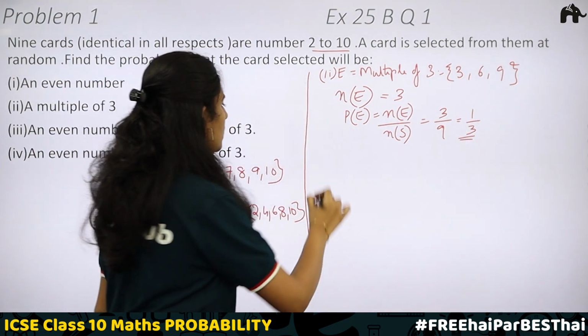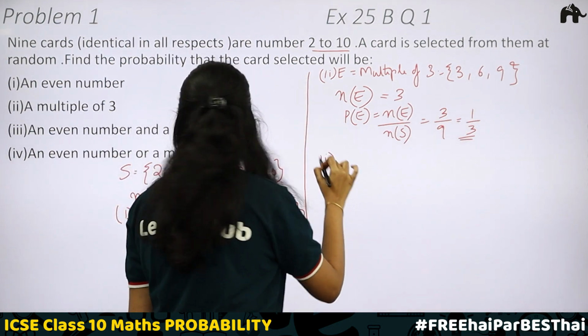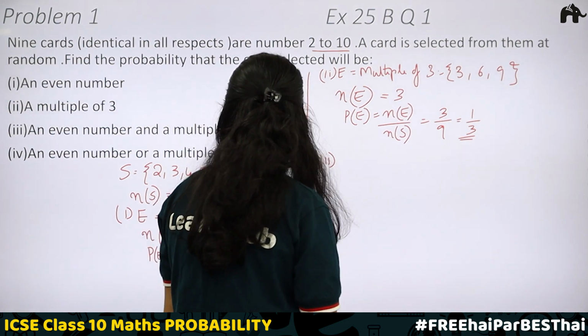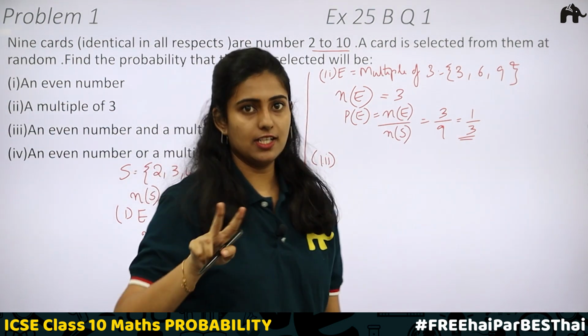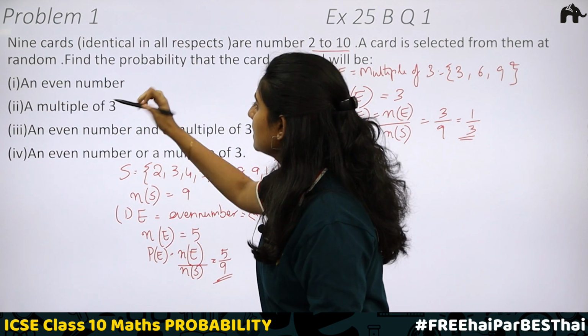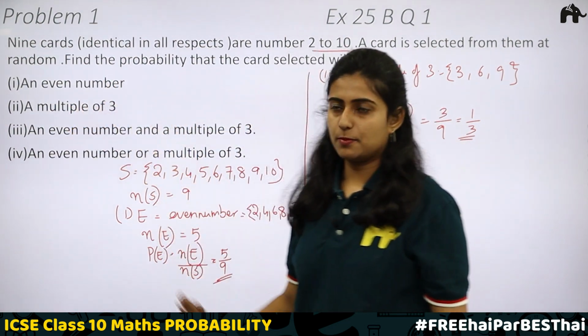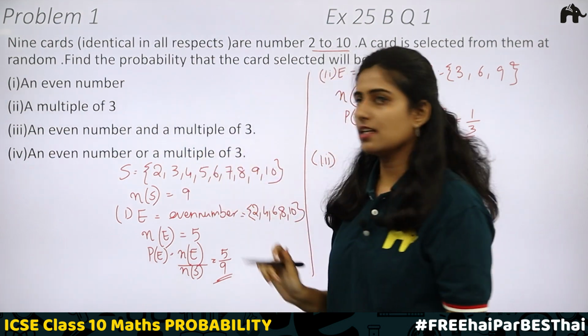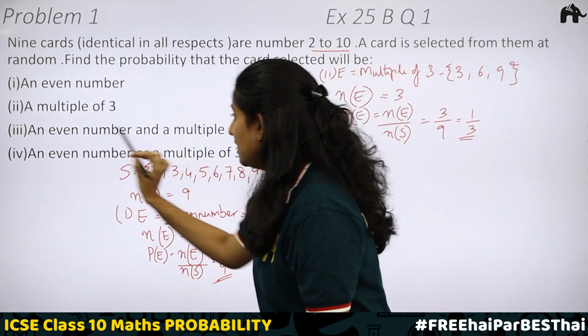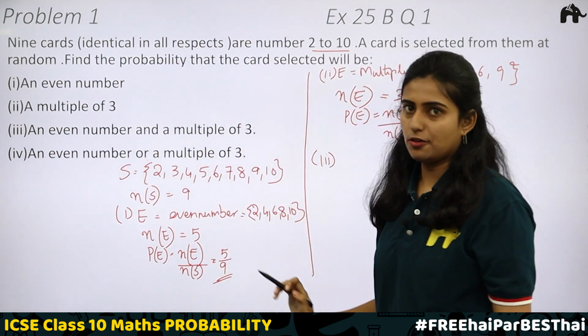Okay. Now the third one, an even number and a multiple of 3. Two conditions are there. In both the earlier cases, just one condition. First, it should be an even number. Second, it should be a multiple of 3. Here, both the conditions are coming together. That is, it should be an even number and should be a multiple of 3.